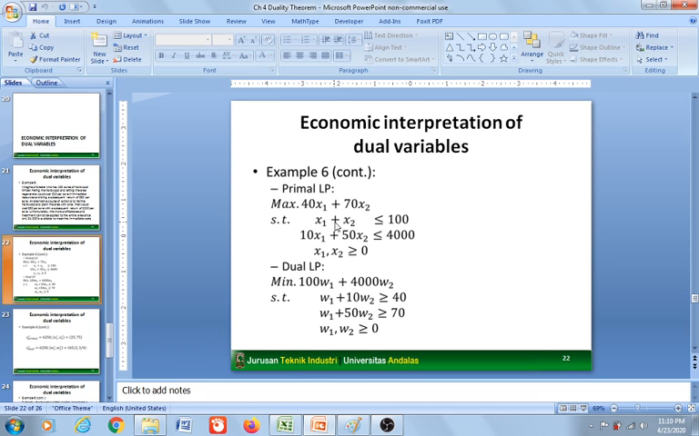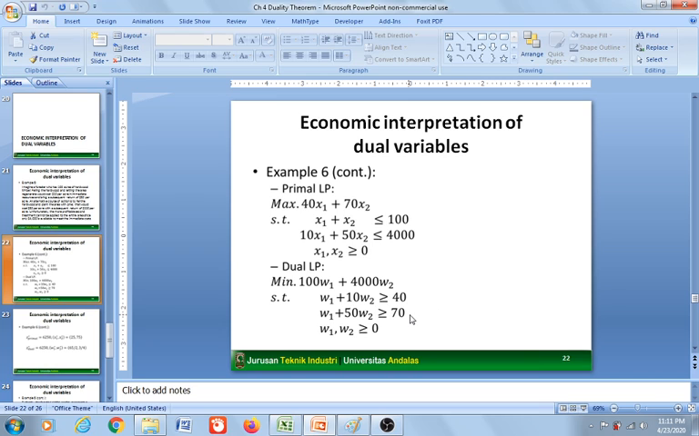And then the total amount of money that she has is $4,000. This is the cost per acre for alternative number 1, which is 10, and 50 is the cost for alternative number 2. So 10x1 plus 50x2 must be less than or equal to 4,000. The profit from option number 1 is $40, and the profit from option number 2 is $70. So the objective function is 40x1 plus 70x2, and then x1 and x2 must be zero or positive. This is the linear programming formulation of the problem, and we call this formulation the primal LP.